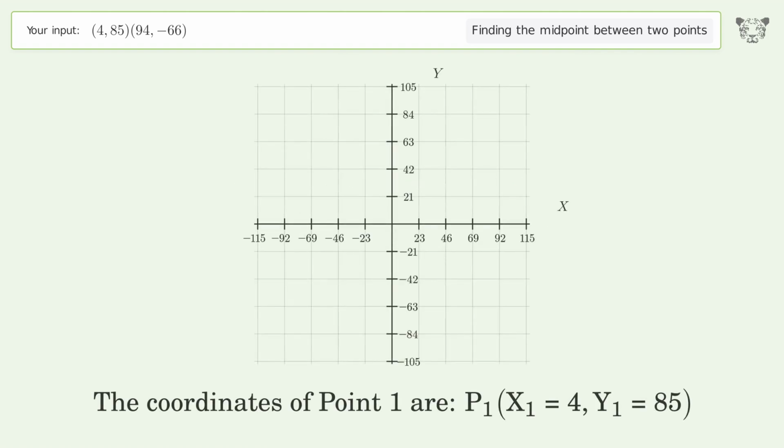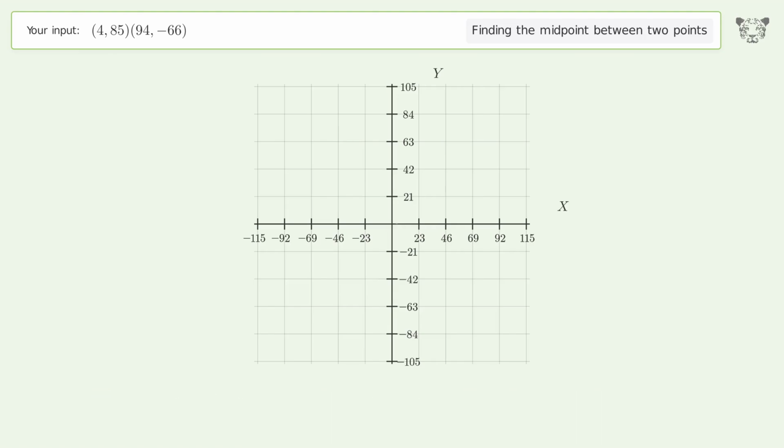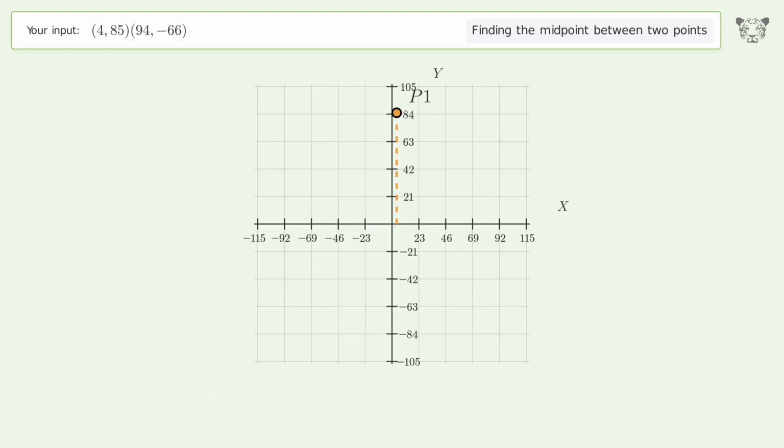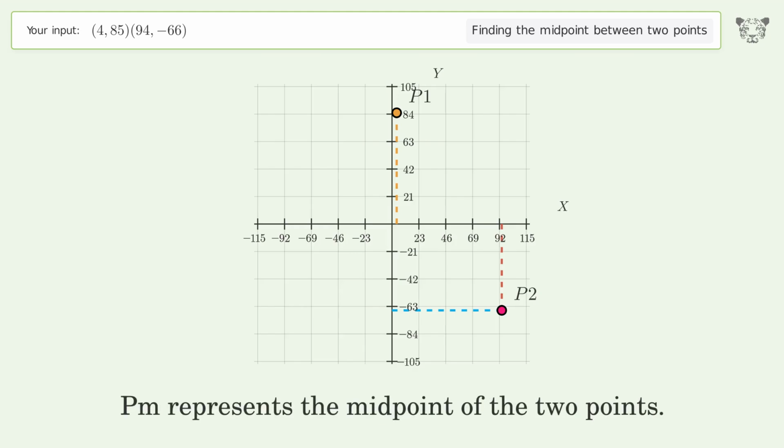The coordinates of point 1 are x1 equals 4, y1 equals 85. The coordinates of point 2 are x2 equals 94, y2 equals negative 66. PM represents the midpoint of the 2 points.